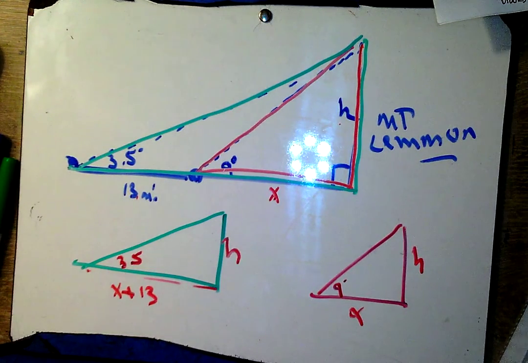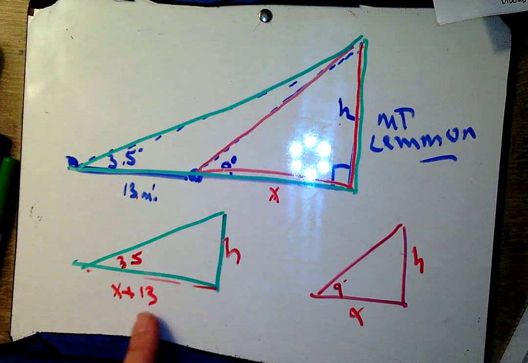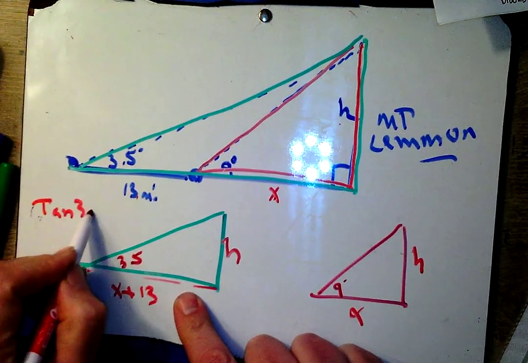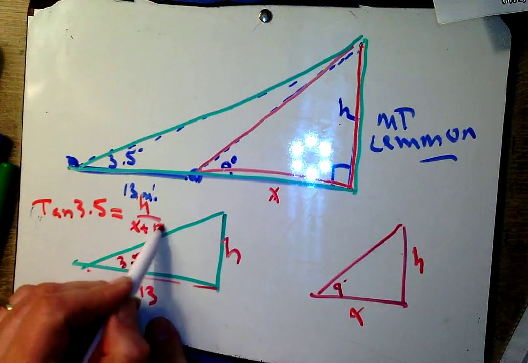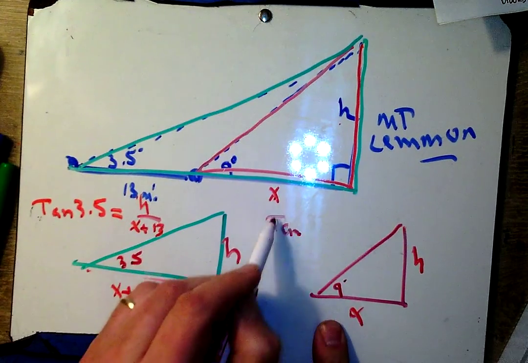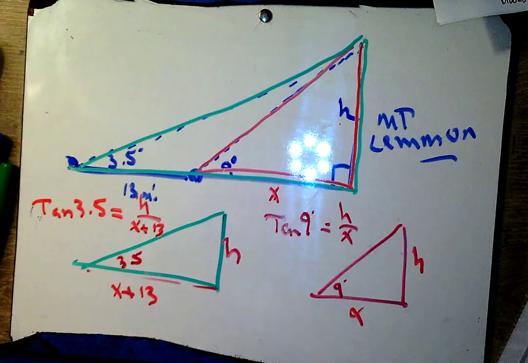Oh, why tangent? Because you have the opposite and adjacent. Okay, so I guess my tangent function here will be tangent of 3.5 equals opposite over adjacent. Here I guess I can write tangent 9 equals opposite over adjacent. Fabulous. So we're going to, well, how are we going to solve this?